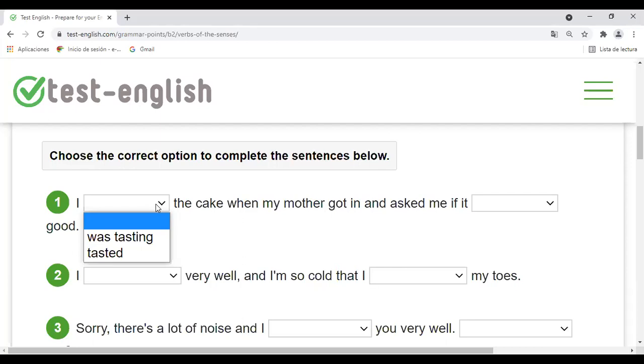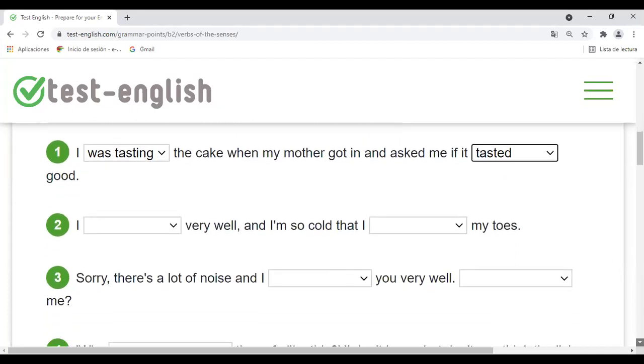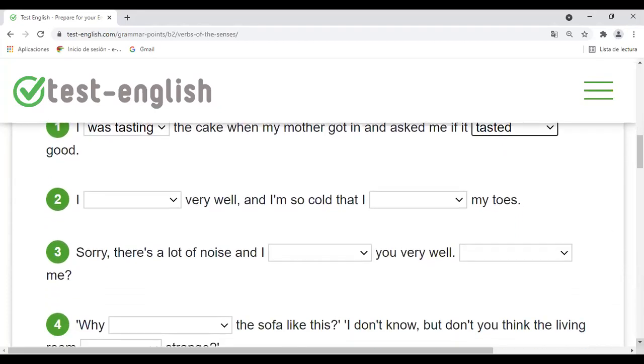Was tasting? Was tasting. Excellent. Very good. What about the second, the cake when my mother asked? Tasted. Excellent. Very good, guys. We are not going to do them all. We are only going to do 3.